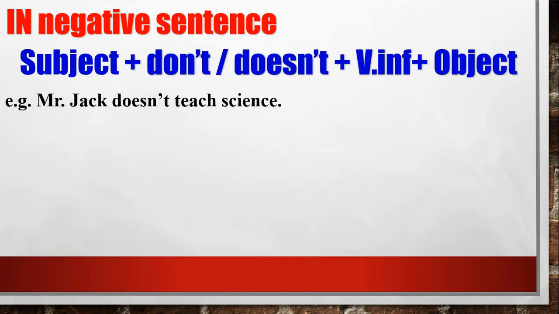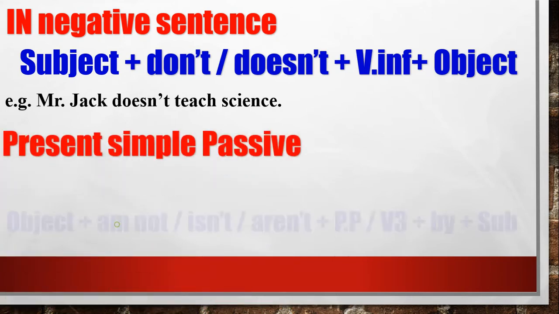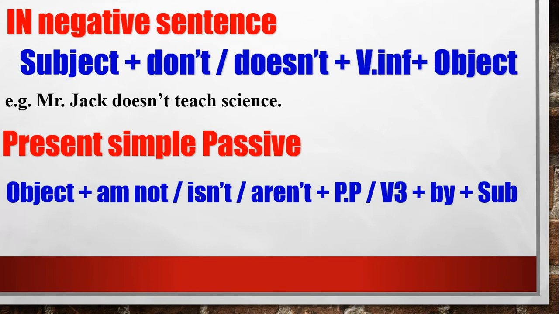For example, Mr. Jack doesn't teach science. How can we change this sentence to the passive? We start the sentence by using the object, then we say am not, isn't, or aren't, and we use the past participle form of the verb. Then we use by plus the subject.